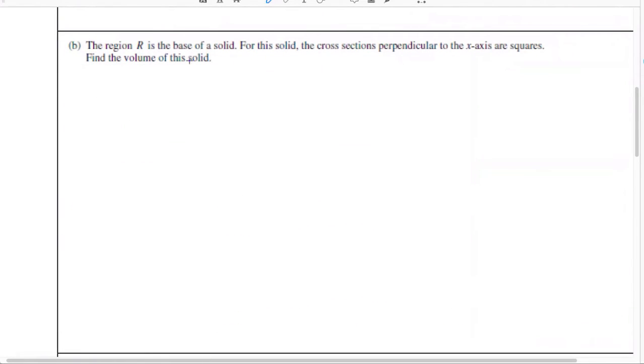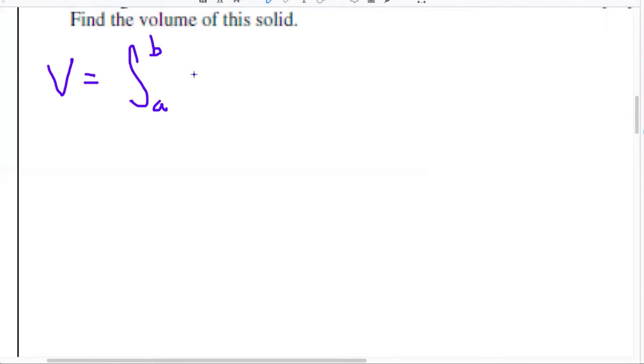For part B, we are finding square cross sections, right? Square cross sections. So you need to know the formula for a square. If you don't know that, the volume is equal to the integral from A to B. Oh my gosh, my handwriting is deteriorating so bad. Integral from A to B of, that's going to be top minus bottom, quantity squared, dx.